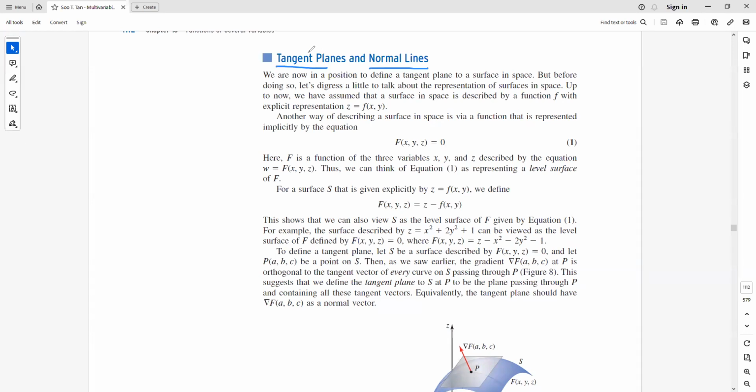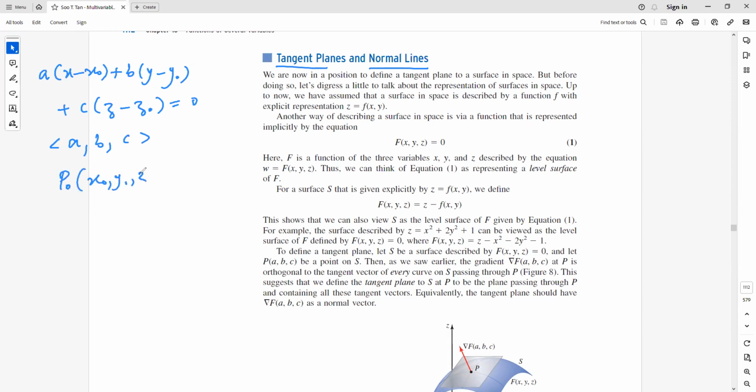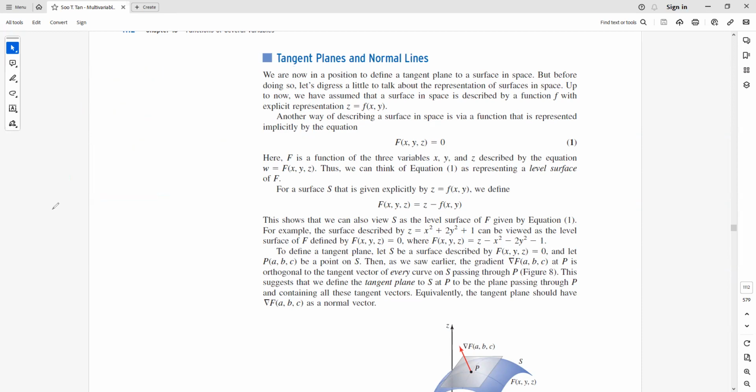Now we are already familiar with the equation of the plane that is given by a times x minus x naught plus b times y minus y naught plus c times z minus z naught equals 0, where a, b, c is the vector that is perpendicular to the plane and the point x naught, y naught, z naught is a point that is contained in the plane, right? These two things we need to know when finding the equation of the plane. So first of all, let us discuss what is meant by a tangent plane.